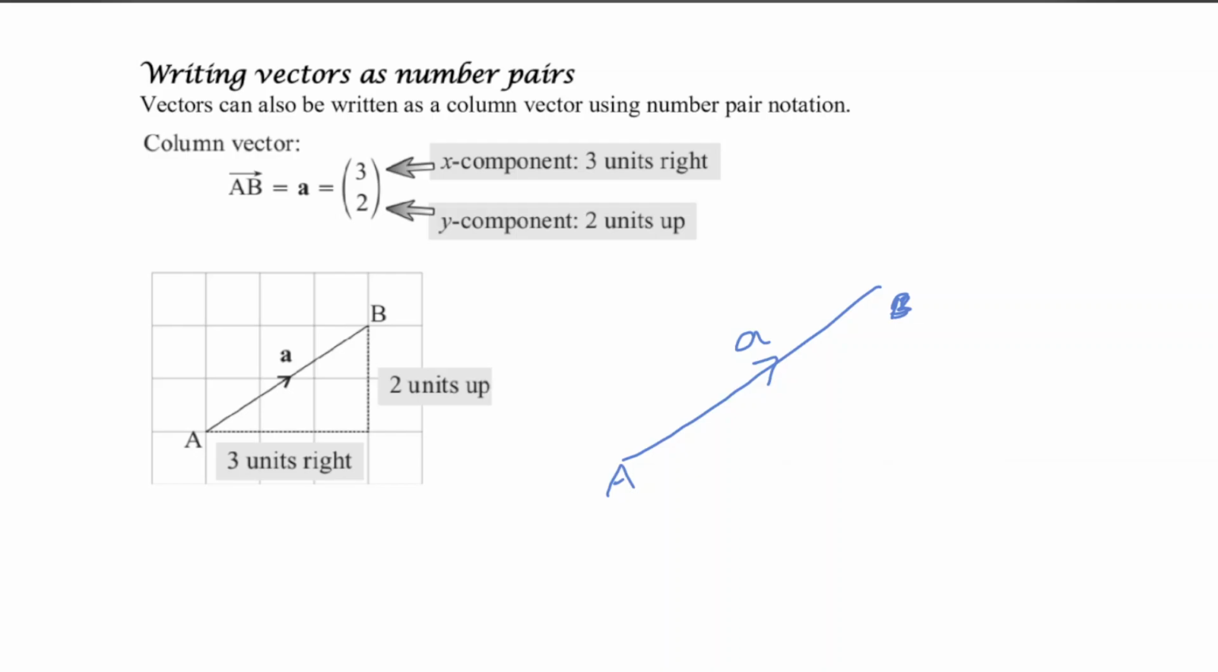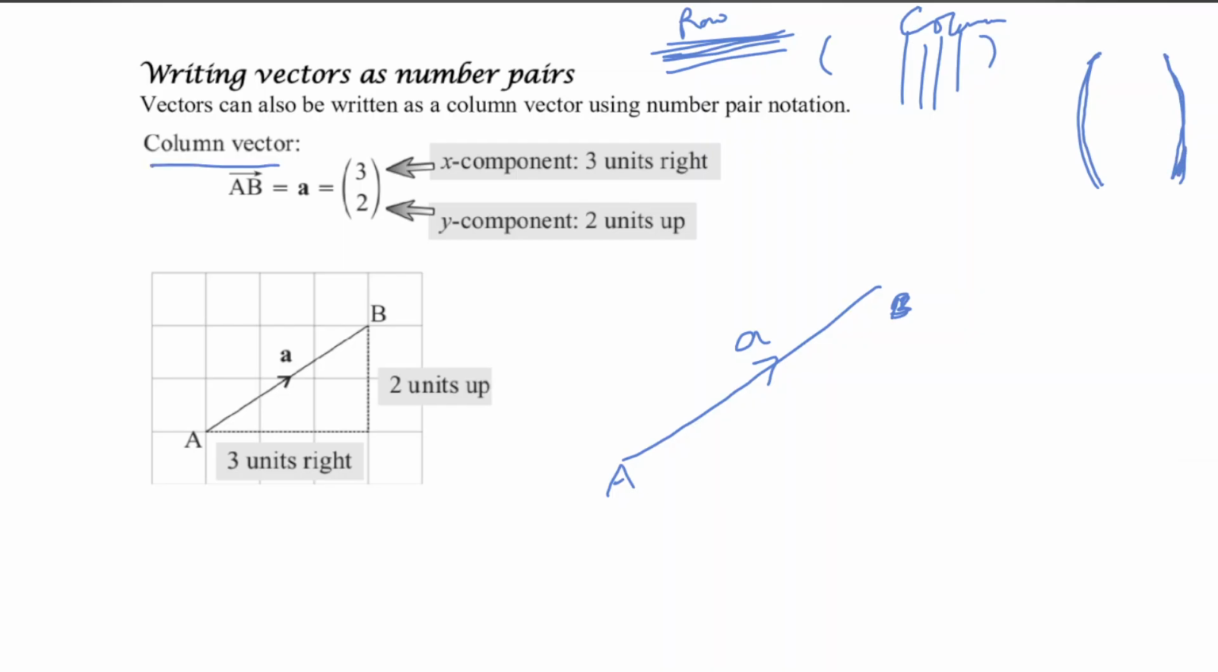We have to first know that in a column vector, this is a column, and this is a row. To be very simple, these are rows and these are columns. So we have to write the vector in a column. Anything written like this we term a column vector. So we have to represent this line AB in a column vector. How can we do that?